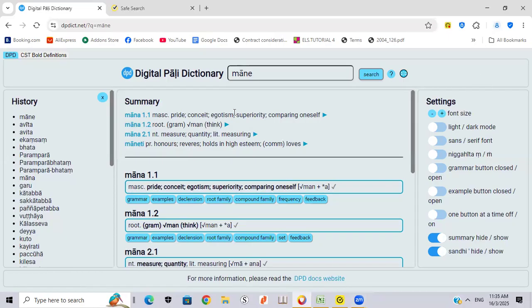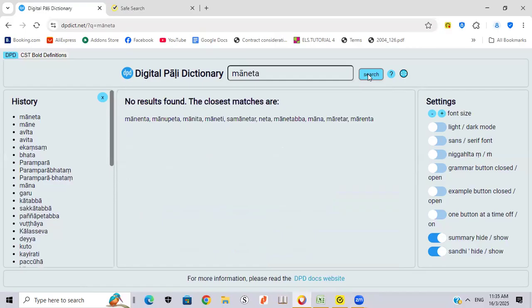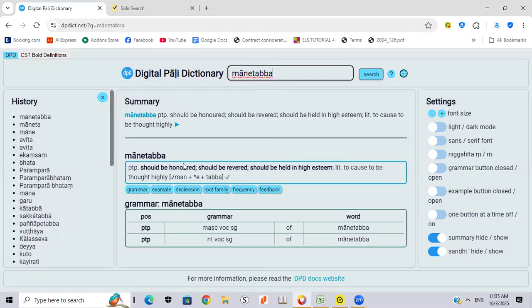So this one, let me take ta here. Whether there's a word here, maneta. Maybe this is a PPP. There is a verb for this. This is a verb, maneta ba. Maneta ba means this is how it is formed.